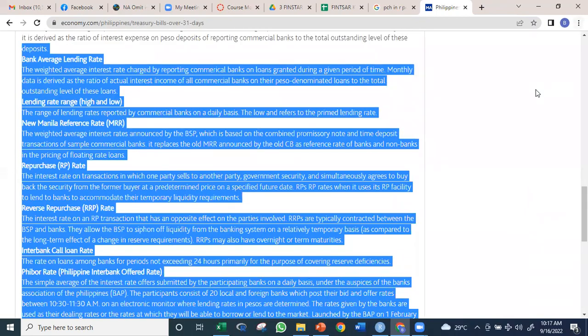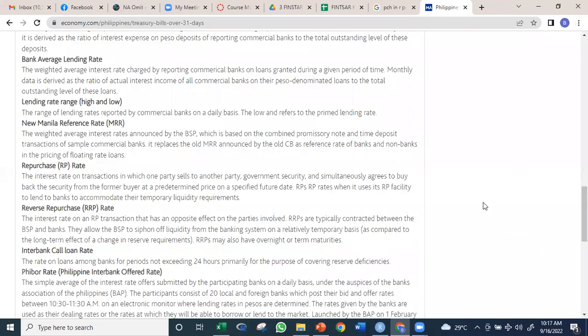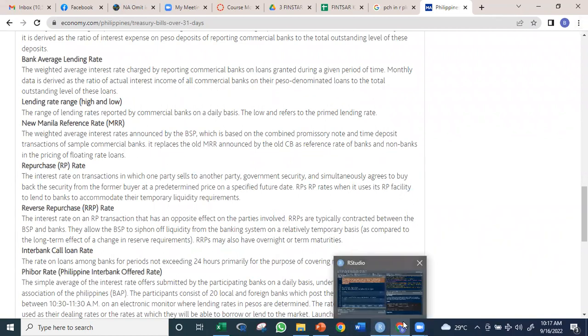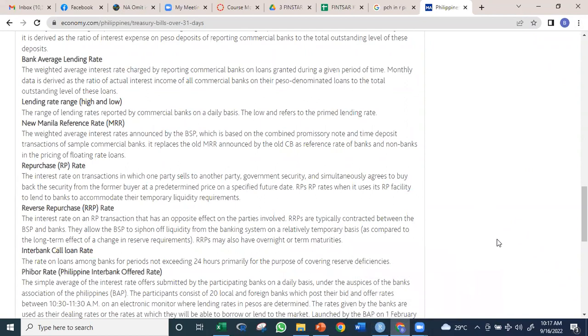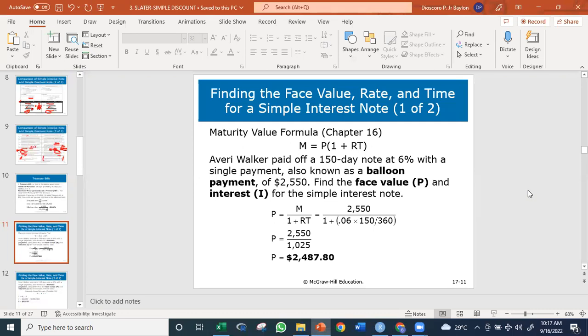Okay, anyway, guys, so those are the different tenors, and it's less than 1 year. The loan, the borrowing by the Philippine government, is less than 1 year. Okay, so let's move on.